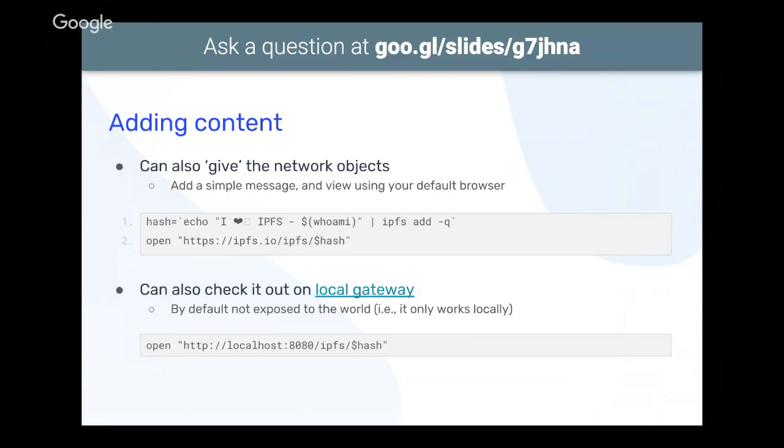And you can go ahead and run through this example here if you'd like, where you can just copy and paste this example here. I'm not going to necessarily run through this with you, but if you run this, what you're going to end up doing is basically adding the text "I heart IPFS -" and your username to the IPFS network. And then you're going to access that content over an IPFS public gateway. So that's the link there, https://ipfs.io/ipfs, and then the hash that you just generated.